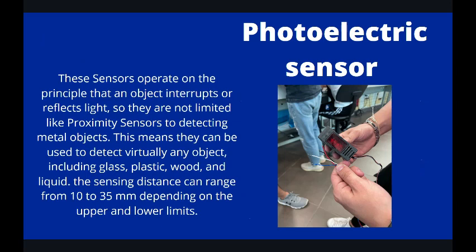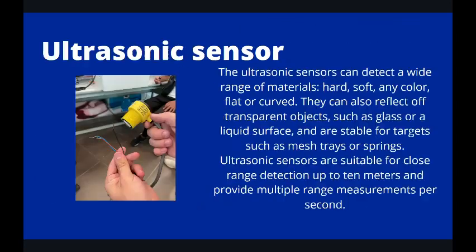The photoelectric sensor. These sensors operate on the principle that an object interrupts or reflects light, so they are not limited like proximity sensors to detecting metal objects. This means they can be used to detect virtually any object, including glass, plastic, wood, and liquid. The sensing distance can range from 10 to 35 millimeters depending on the upper and lower limits.